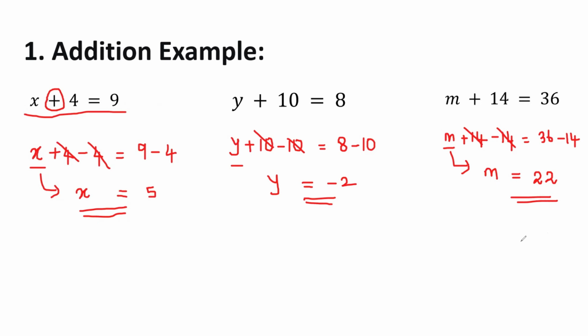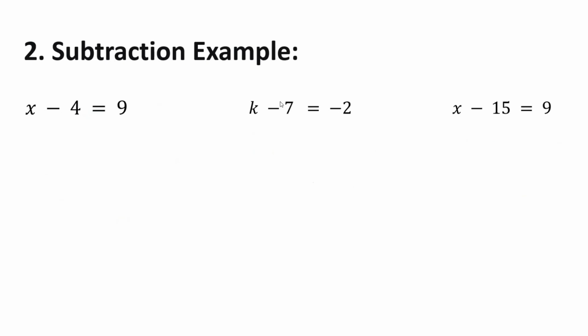Right, let's move to the next one, which is the subtraction operation. When it comes to subtraction, we have to do addition as the inverse. Let's see, x is there, minus 4. The inverse is plus, so you have to add the plus 4. Now for this side also add the plus 4. Now cancel this and x will be isolated. So x is equal to 9 plus 4, which is 13.